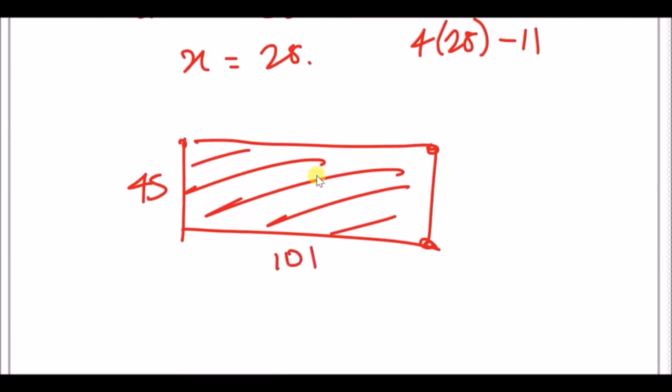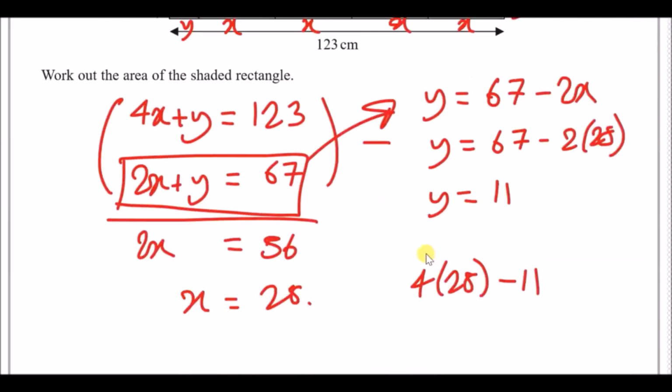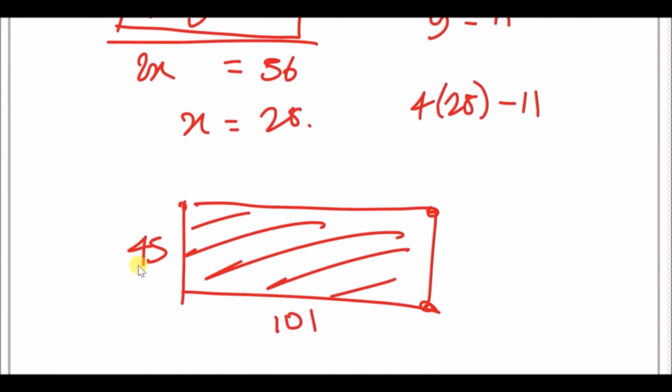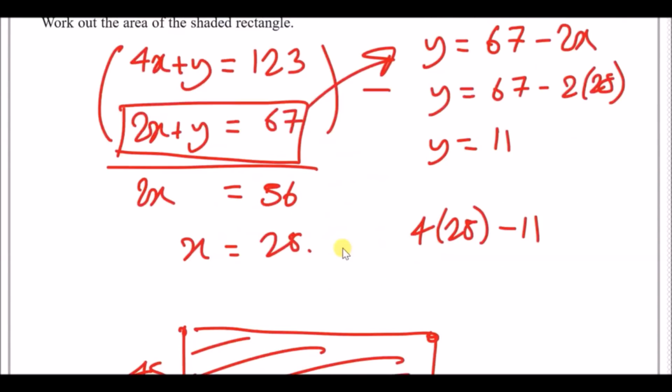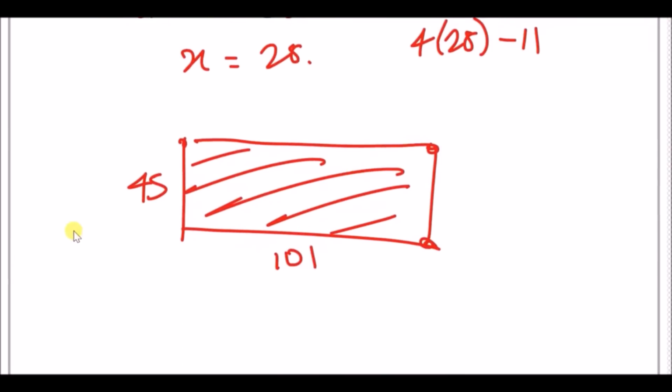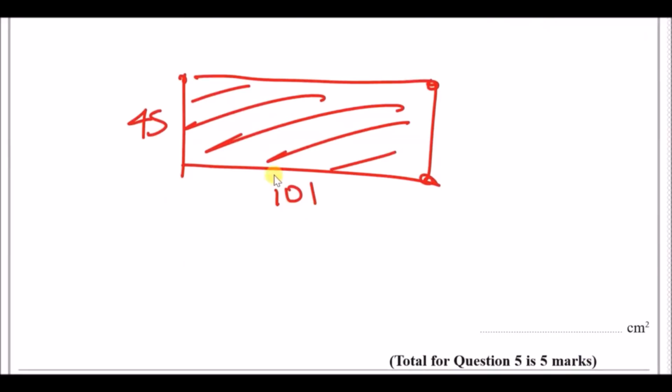Okay, and just checking your measurements are okay. We compare it to the actual lengths. It's smaller than 67, so 45 is smaller. 101 is also smaller than 123. So it could be legit. Feels legit. Now to find the area, it's always just base times height. So 101 times 45, and that should give us 4,545. And that's it, guys.